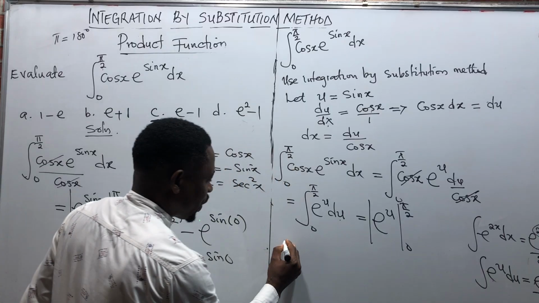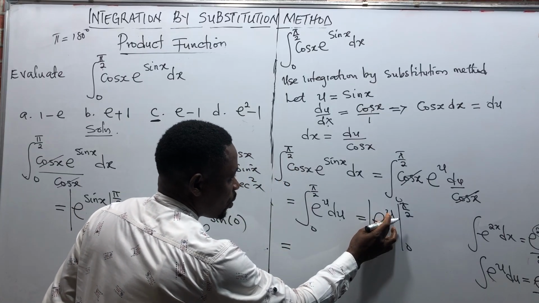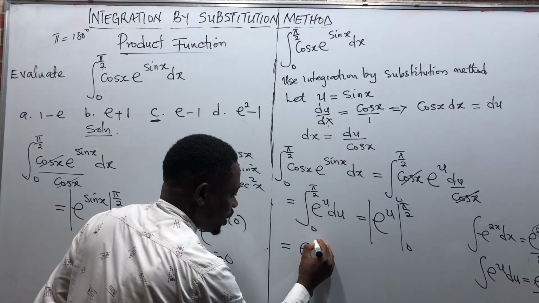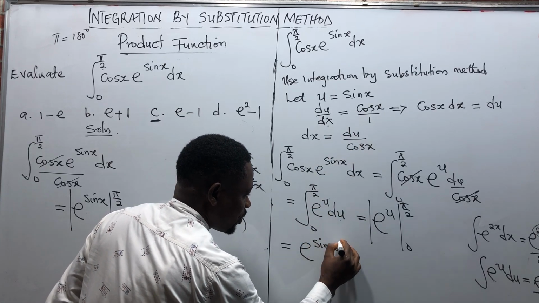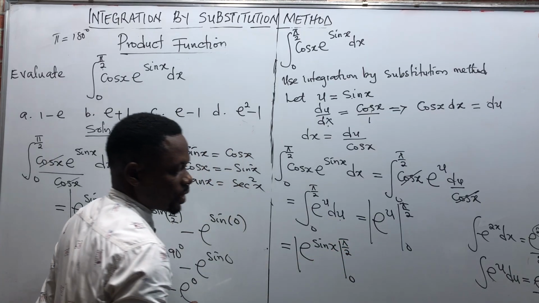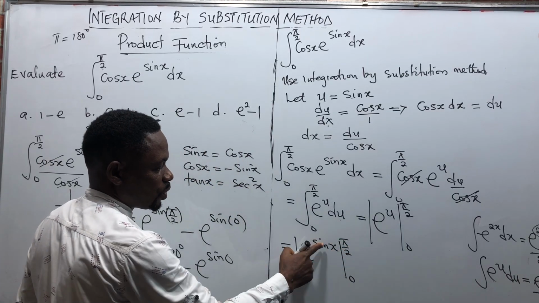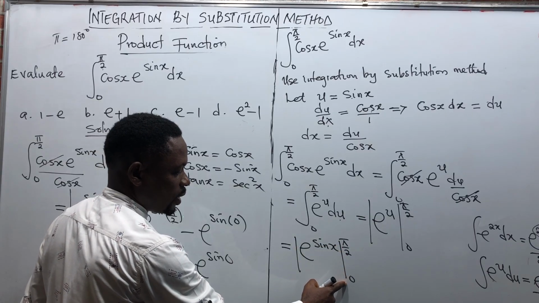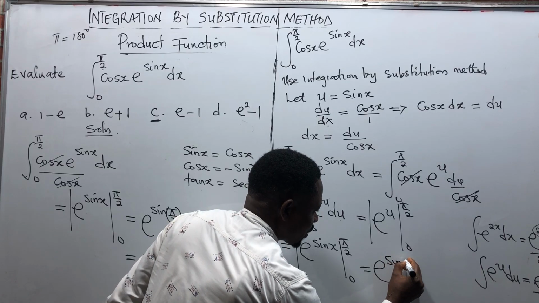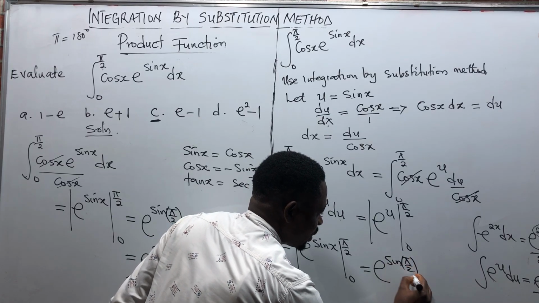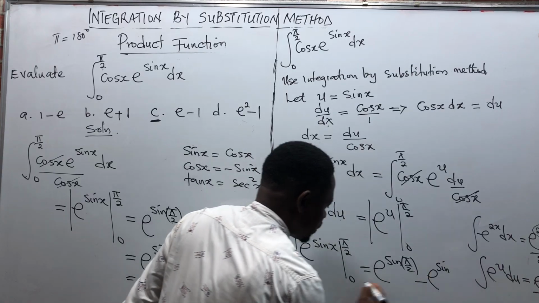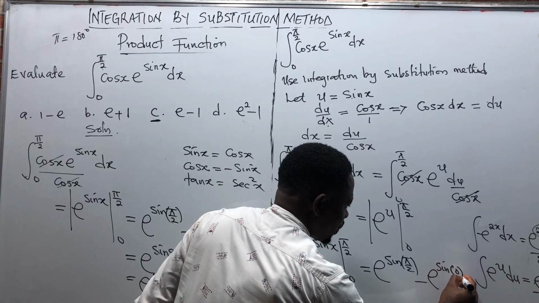Now, let's go. We can now substitute for the value of u. The value of u is, don't forget, sine x. It will now be exponential sine x, bounded by pi over 2 and 0. Then we'll take the difference between the upper limit and the lower limit. So it will now be exponential sine pi over 2, then minus exponential sine, what is the lower limit? It is 0.